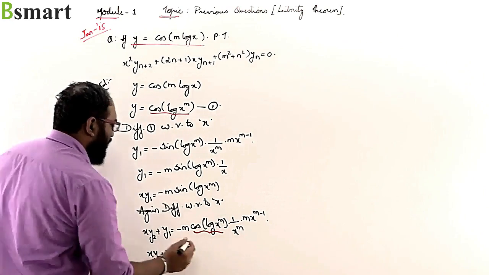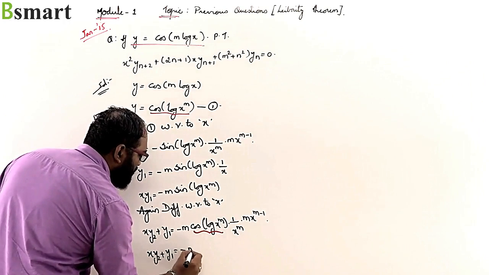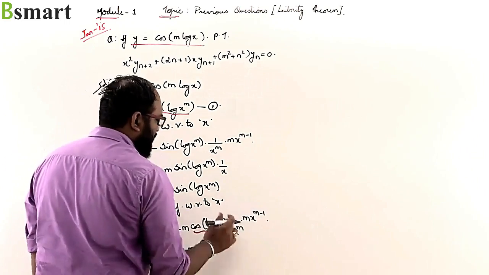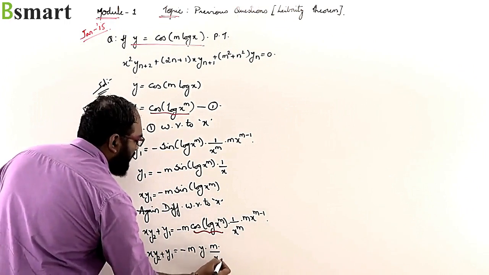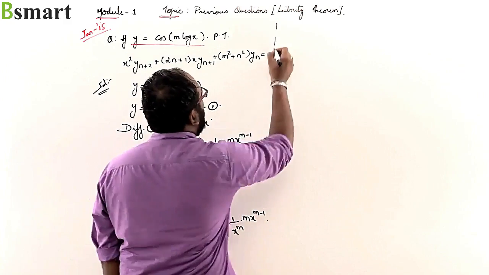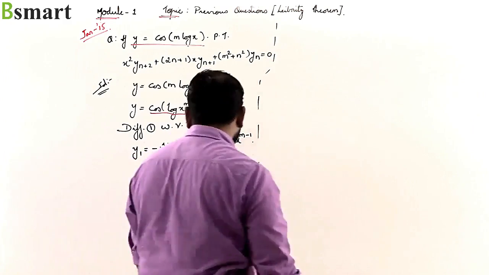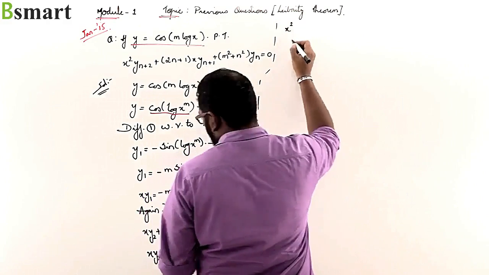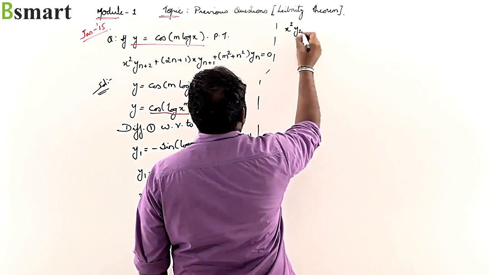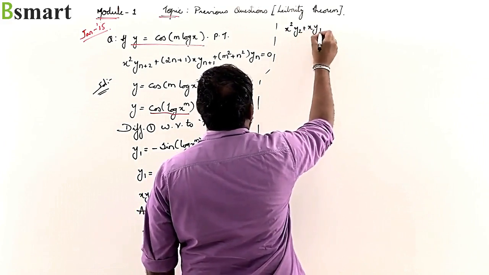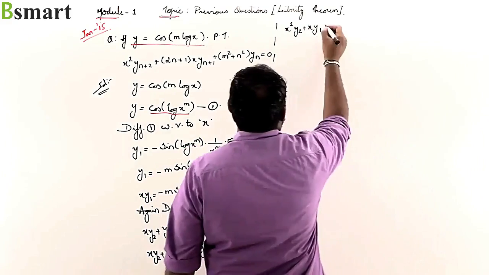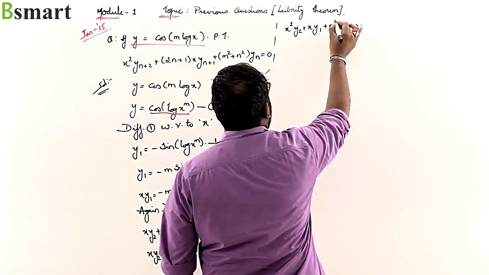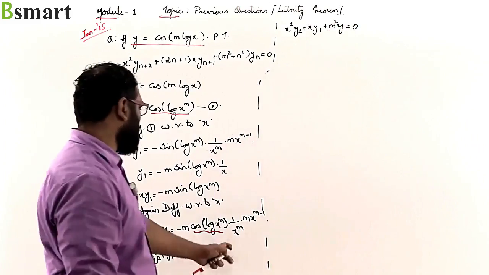So then from 1, I'll write this term as y. So m into y into m into x to the power m minus 1 by x to the power m, that is 1 by x. And if we rewrite that in a simplified way, bring x this side, then that will be x square y2 plus x into y1, plus m square y is equals to 0.